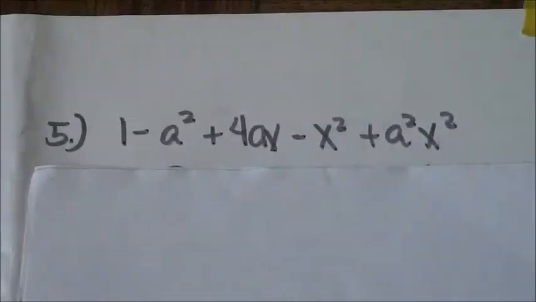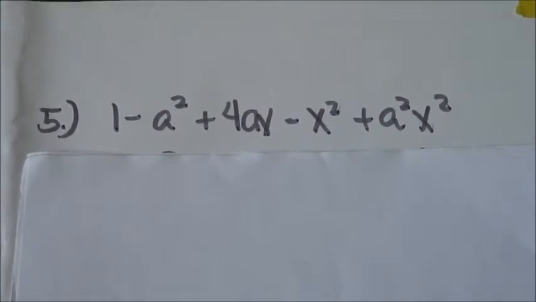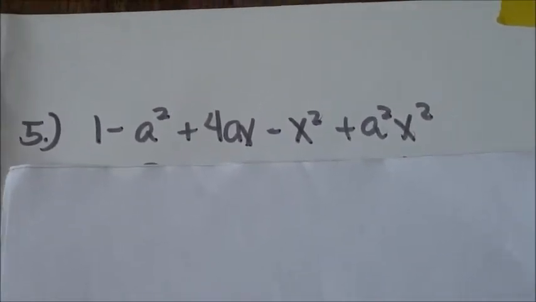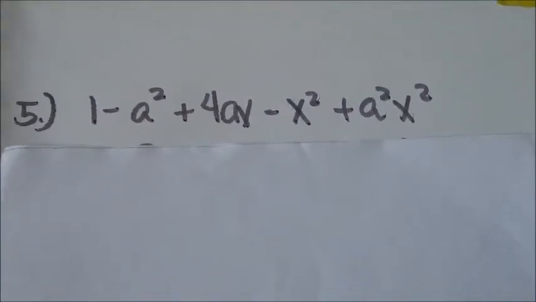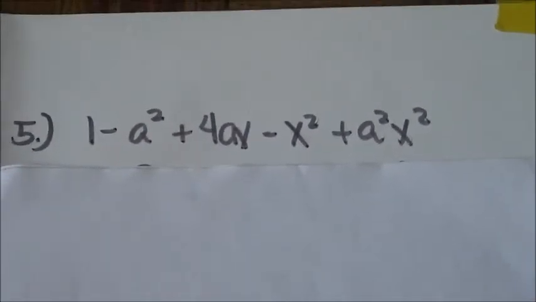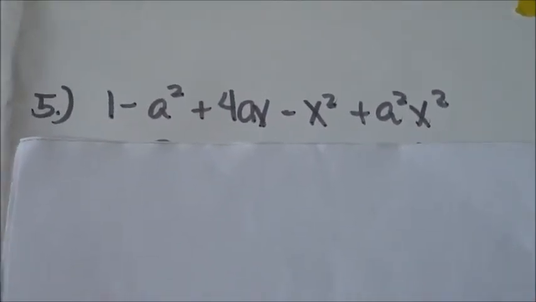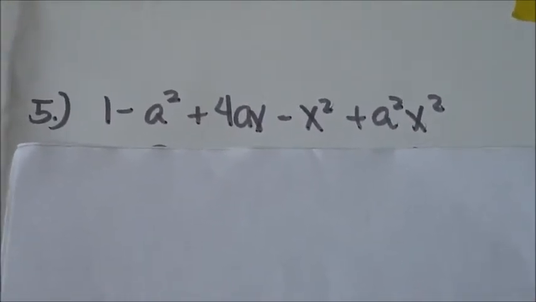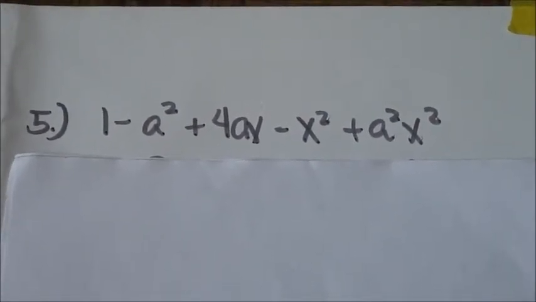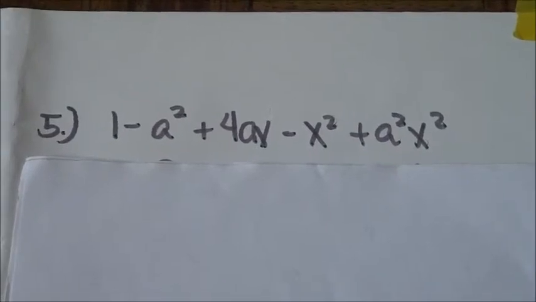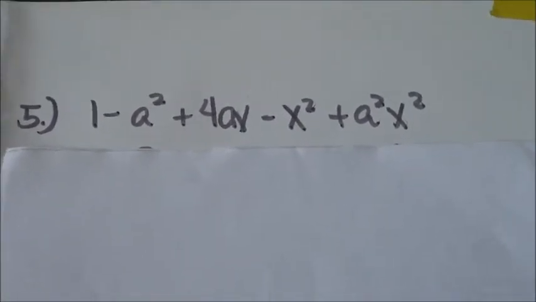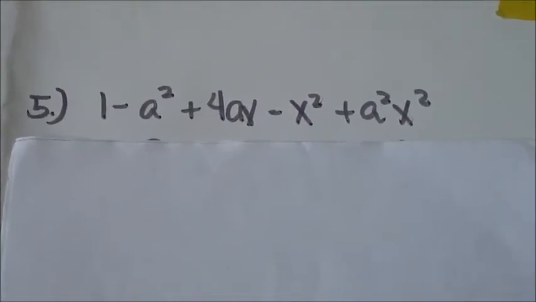The fifth and the last example is this: 1 minus a squared plus 4ax minus x squared plus a squared x squared. So at first you will find it difficult to pair the terms, but once you see that there is an a squared and x squared, and there is a term with ax, you can form a perfect square trinomial with that.